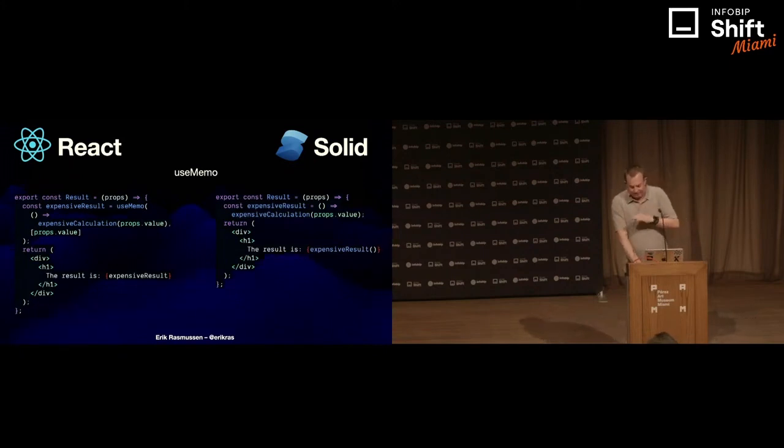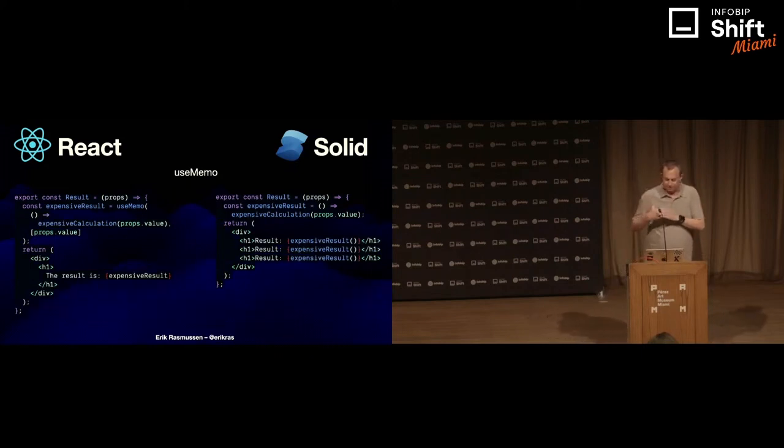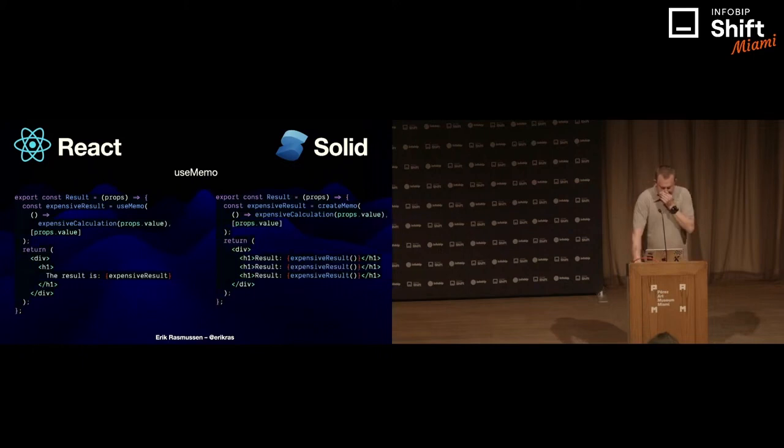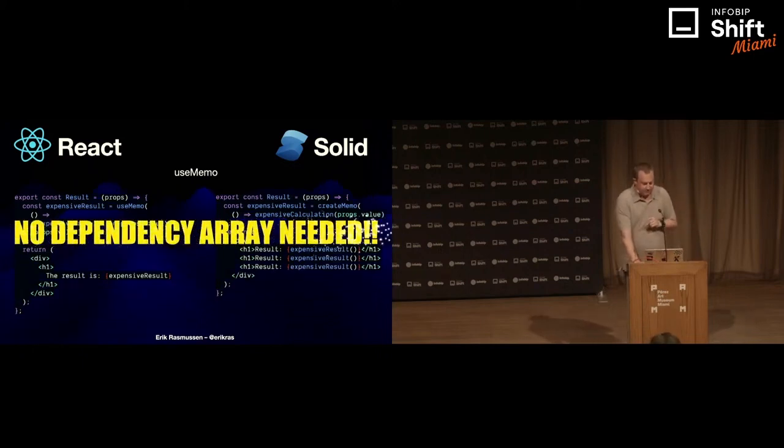However, this is totally fine, but what if we needed to output this several times in our JSX? Every time we outputted this, it would run that expensive calculation. So there's a function called createMemo that will only run the function once, depending on the signal inputs. And that makes this faster. Oh, forgot the dependency array. No, just kidding. No dependency arrays in Solid.